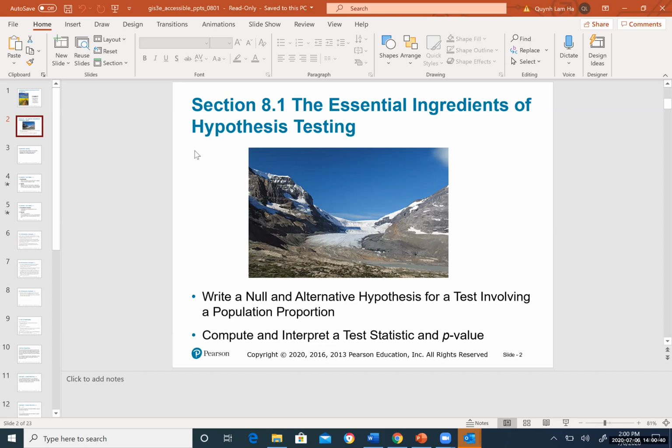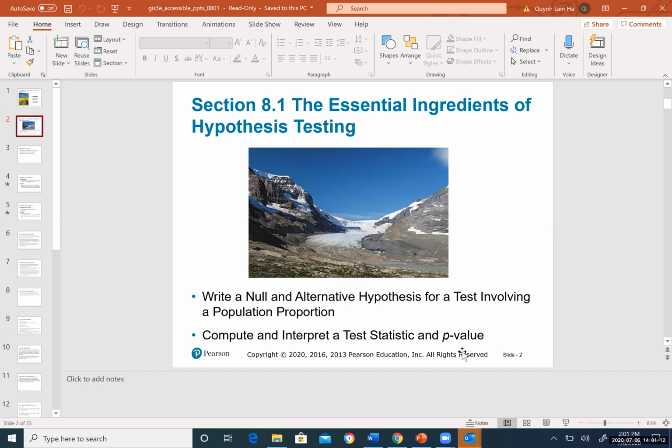What do we care about? So here, you can see you need to know how to write the null hypothesis and alternative hypothesis for a test involving a population proportion. So population proportion here, we're talking about P, okay? So you are testing for P. And then you would learn how to compute and interpret a test statistic and P-value.